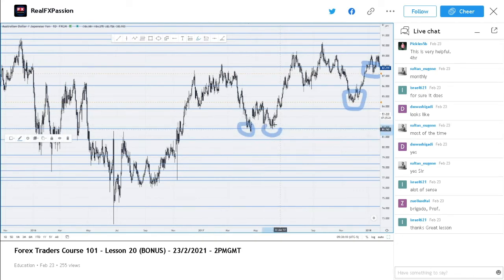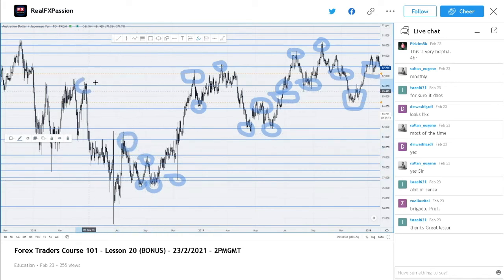Reacted here, reacted here, reacted here, reacted here, didn't react here, reacted here, reacted here, reacted here, didn't react here, quadrant, reacted here, didn't react here, reacted here, reacted here, reacted here, reaction here, reaction here.